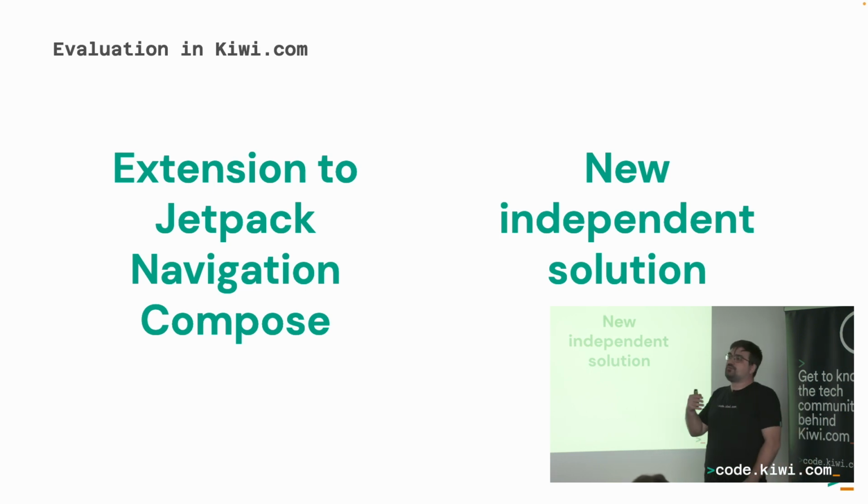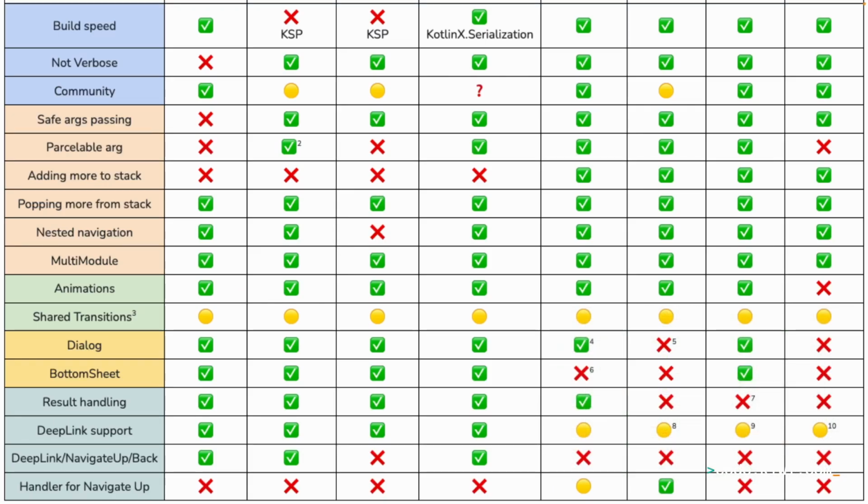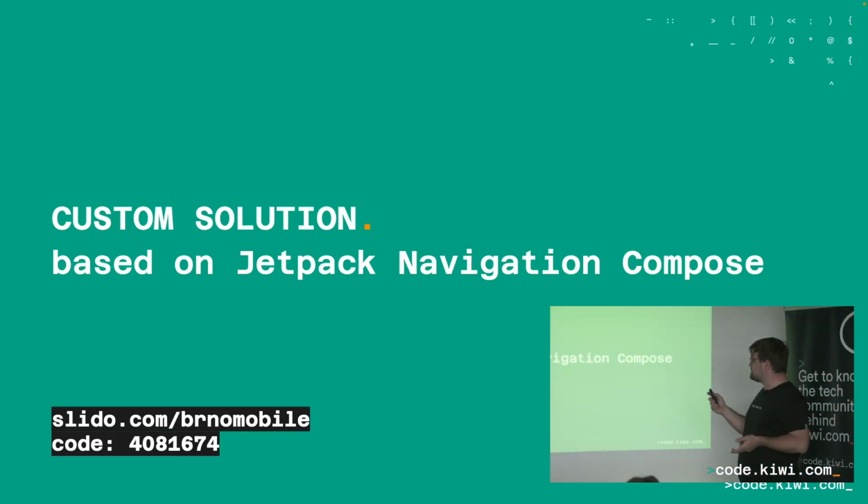So the first question was, can we use some extension over Jetpack Navigation Compose, or should we pick some solution based on a new shiny library and not care about Jetpack Navigation at all? So we did an evaluation, and this screenshot is missing library names. It's on purpose because those answers may not be correct, or this was done 6 months ago. It may not be true right now. But as you can see, there's a lot to cover, and you should evaluate what fits your use case. We did so, and we ended up with a custom solution, which was based on Jetpack Navigation Compose.